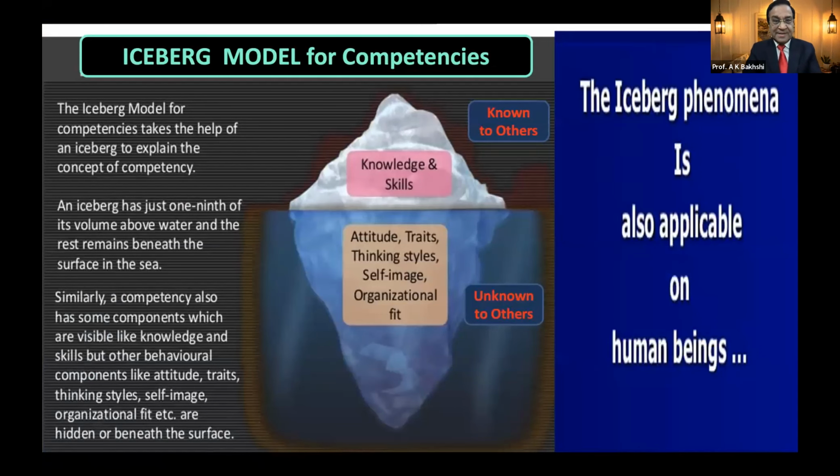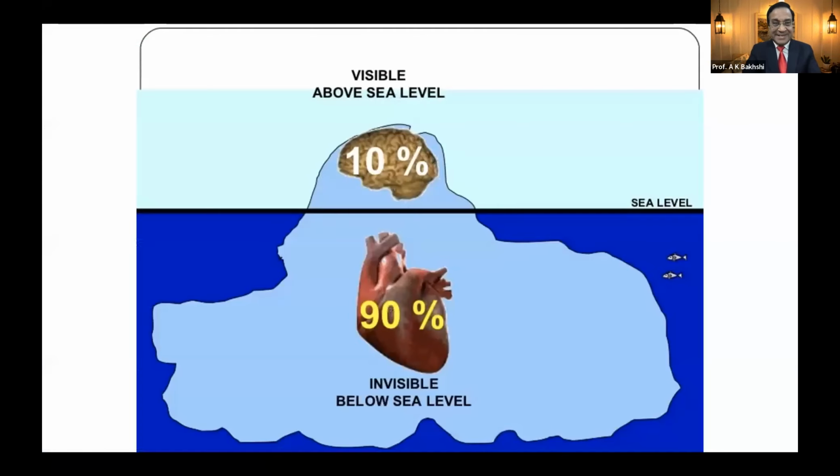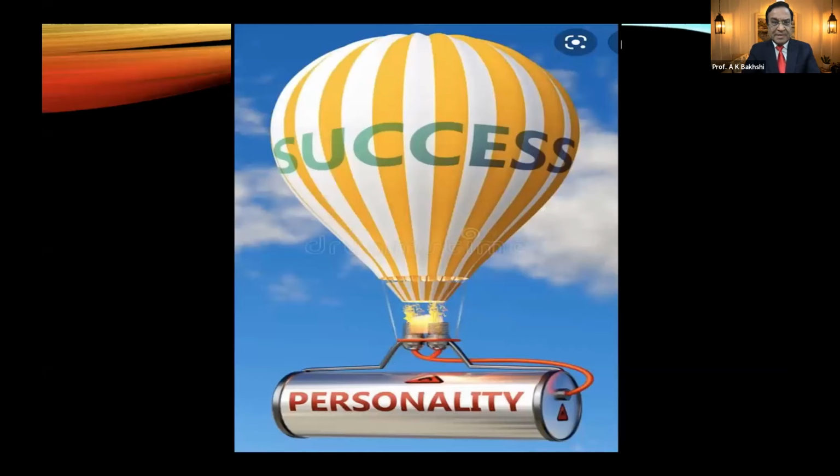It is said that there is an iceberg model for competency. That means 1/10 above, 9/10 below. Knowledge and skills are known from biodata. You can see. But what type of a person he or she is, attitude, traits, thinking style, self-image, all this is unknown. So that's basically hidden. 9th, 10th is hidden. So it's something like that, invisible. And personality governs all that.